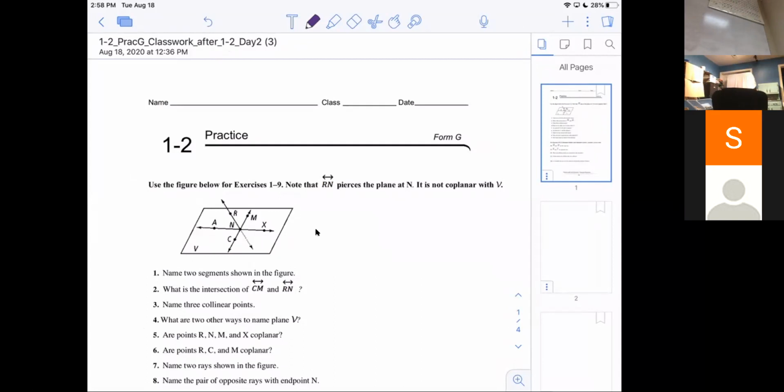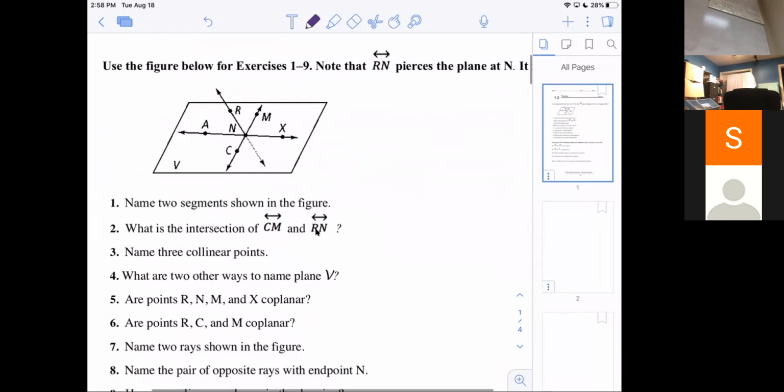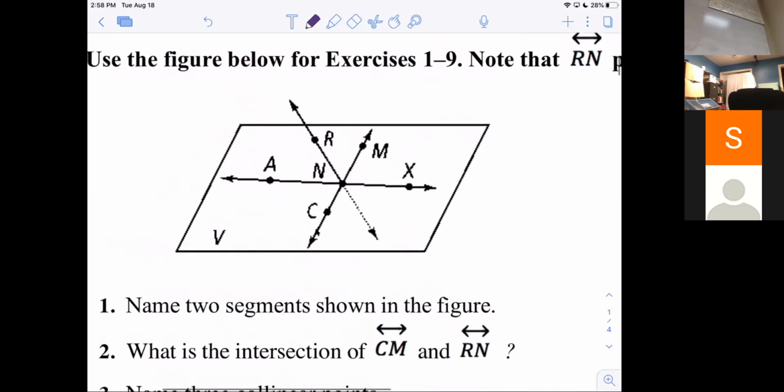Okay, so before we get started, I want to point out that this line, RN, is not on the plane. RN goes through the plane like this pen is going through my clipboard. So R is up here at the top of the pen where my finger is, and N is where the line intersects the plane.